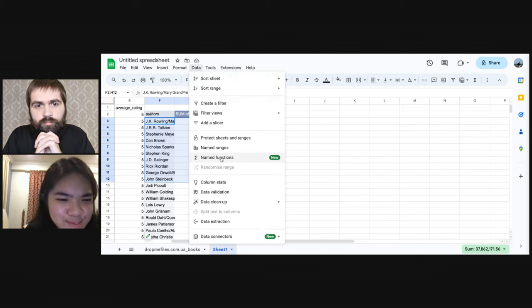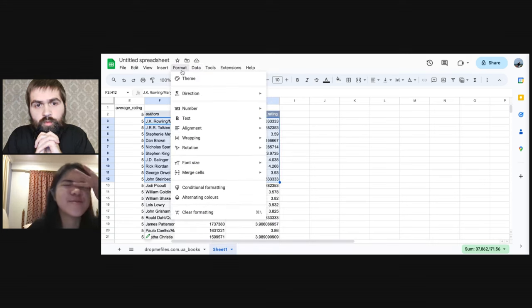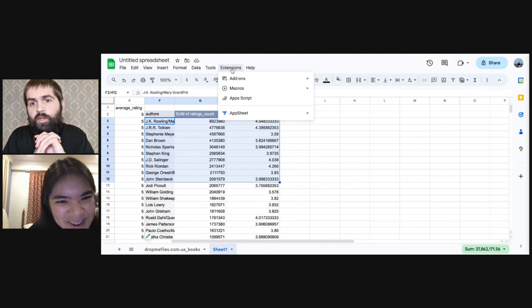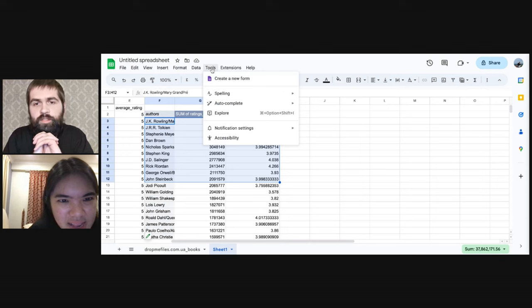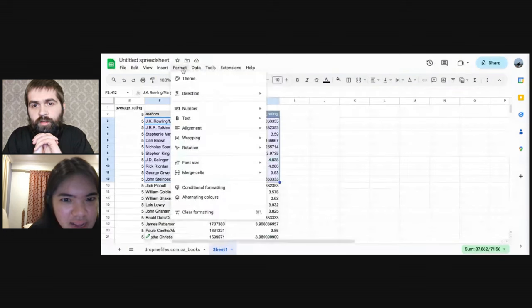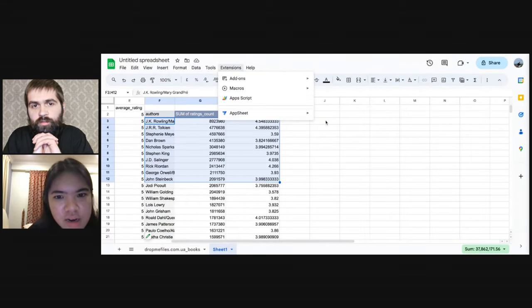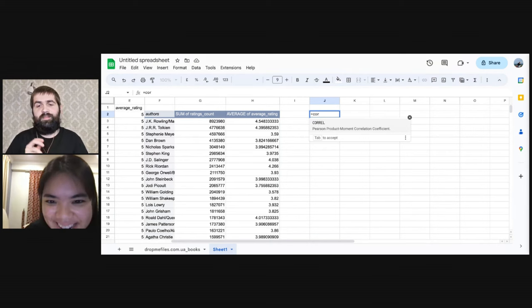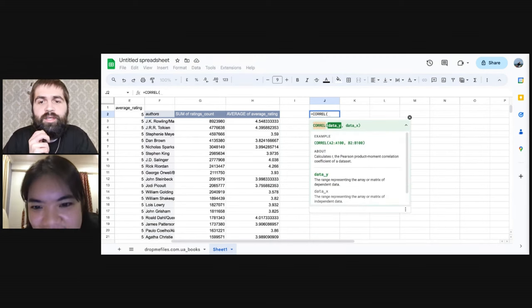Wait, is it some formula? It's a built-in formula. Okay, let's try to type the formula. I used it in Excel before. I've never used it here. I think it looks the same. Data Y, data X. Oh, okay.